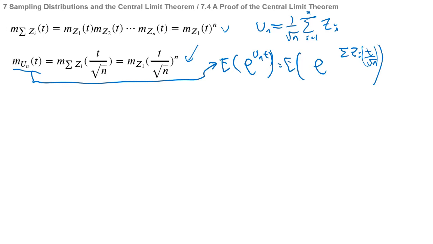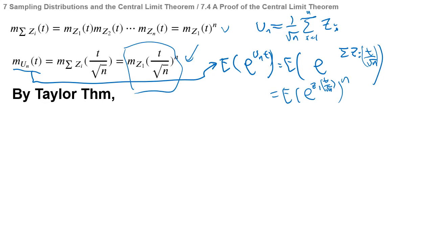And here, since all the z_i's are independent, you can write it as e to the expected value of z1 t over square root of n, to the nth power.